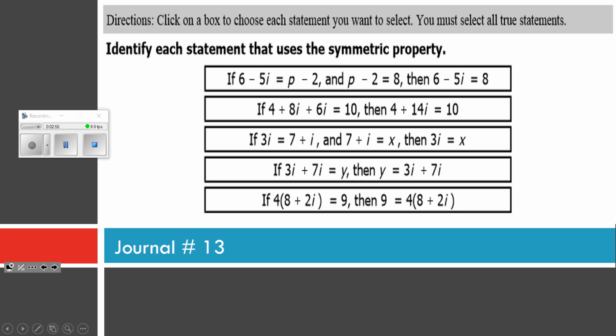I would write them all down because we're going to talk about the others that aren't the symmetric property. They are other properties. So we're going to kind of review symmetric along with a couple others today. Can anybody explain to me what the symmetric property is? That would work too. It doesn't matter.